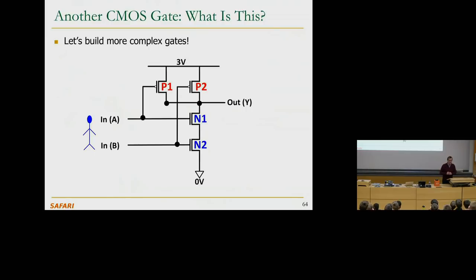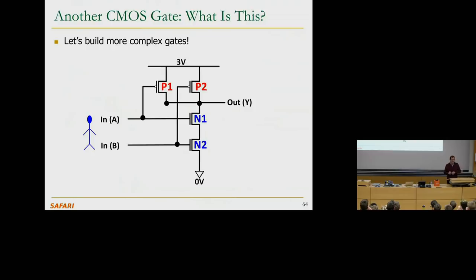What is this one? You need to think about this a little bit. It has 2 inputs, A and B, and it has 1 output. And you can see that the P-type transistors are connected in parallel to the output, and the N-type transistors are connected in series to the output. Input A goes to P1 and N1, and input B goes to P2 and N2.